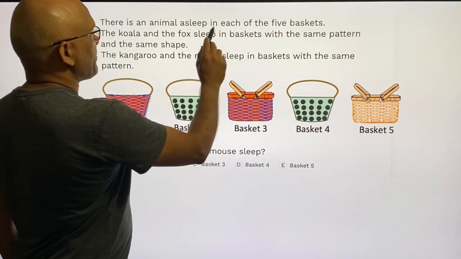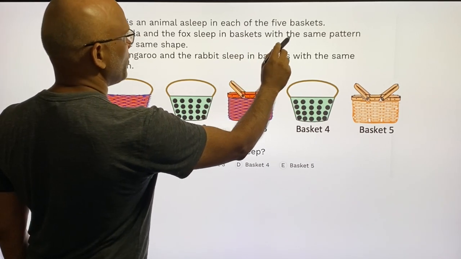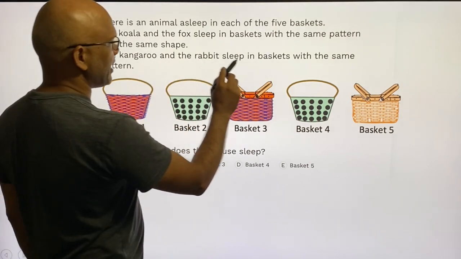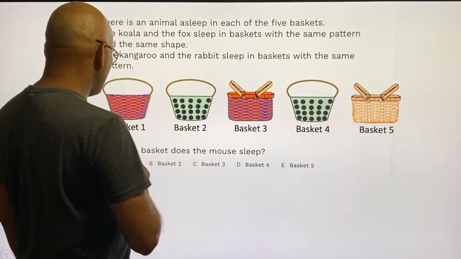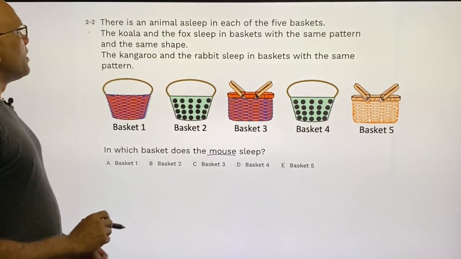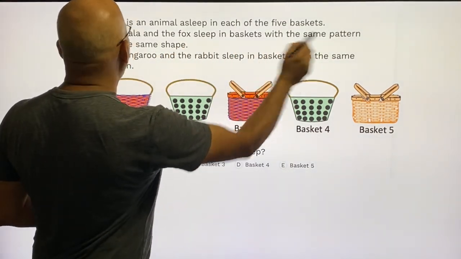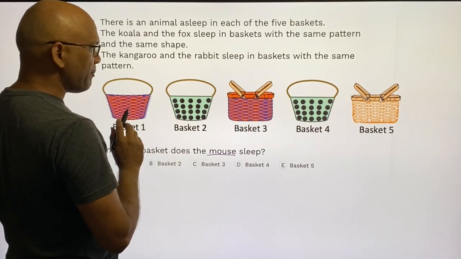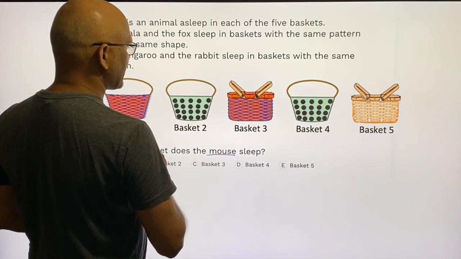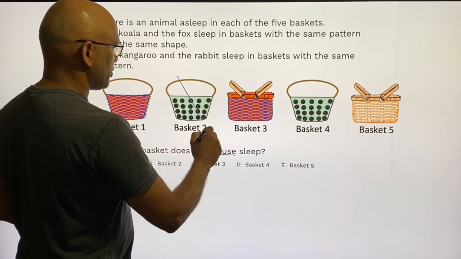There is an animal asleep in each of the five baskets. The koala and the fox sleep in baskets with the same pattern and the same shape. The kangaroo and the rabbit sleep in baskets with the same pattern. In which basket does the mouse sleep? All right, the koala and the fox sleep in the basket with the same pattern and the same shape. So basket 2 and basket 4 are the same pattern, the polka dots, and the same shape. So this cannot be it.